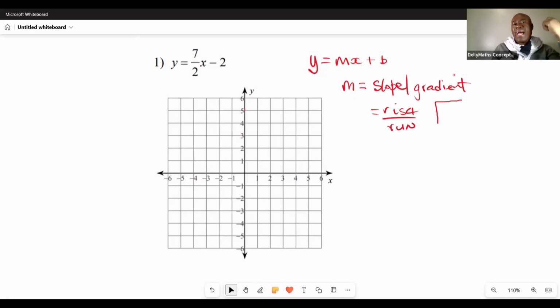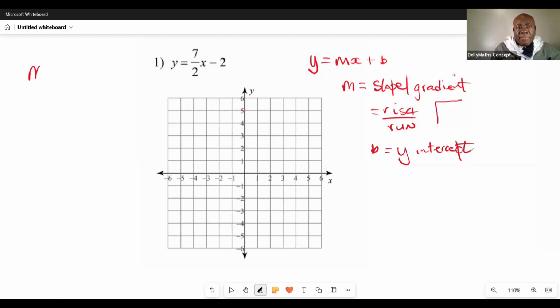Now, what we're looking at is that the b refers to the y-intercept. So this is where the graph would have crossed the y-axis every time. So if we identify our y-intercept, then we could now use our slope to find another point. So let us get this into action.